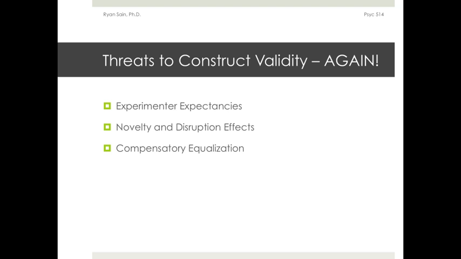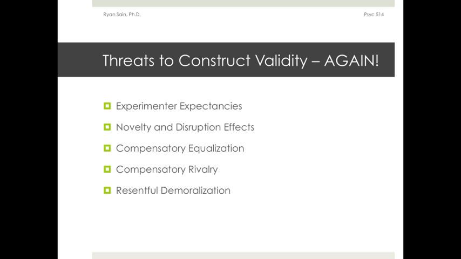Compensatory equalization. Right? This is where one group compensates for being in that group and they try harder, right? Or they try worse, right? So they've got both of them here, equalization and rivalry, where they try to compete with each other. One group's going to work to be better than the other group, or equalization, one group's going to try and catch up to the other group. Usually it's the control group that's doing the catching up, and so on and so forth. But this is where the people know what condition they're in, and they change their behavior accordingly.